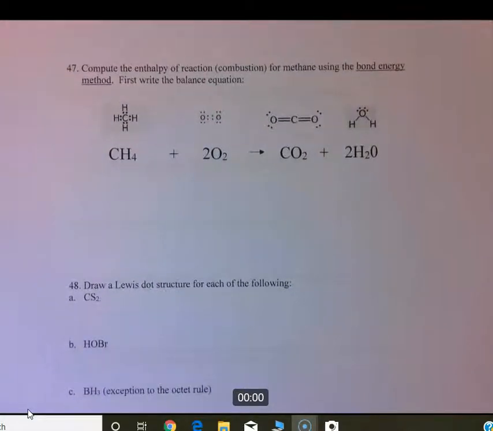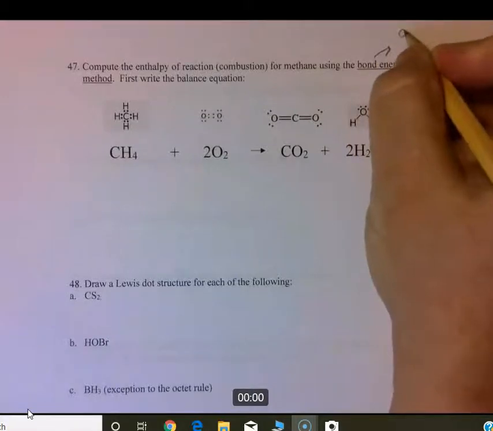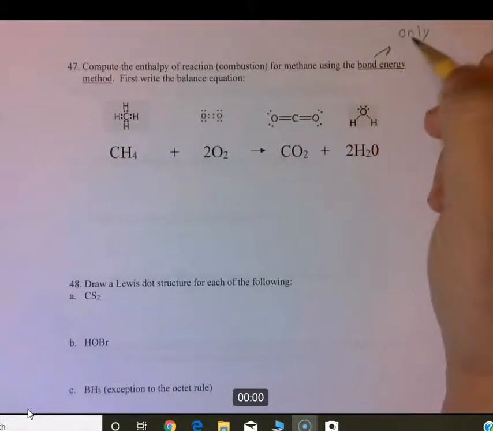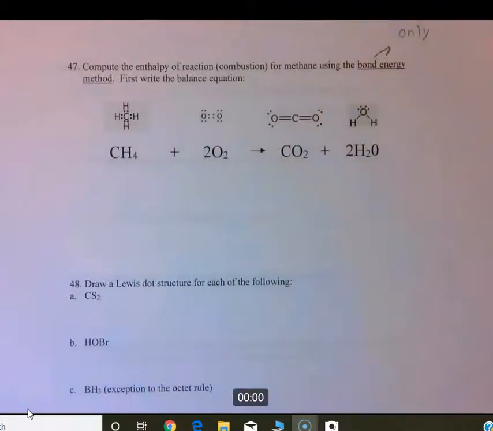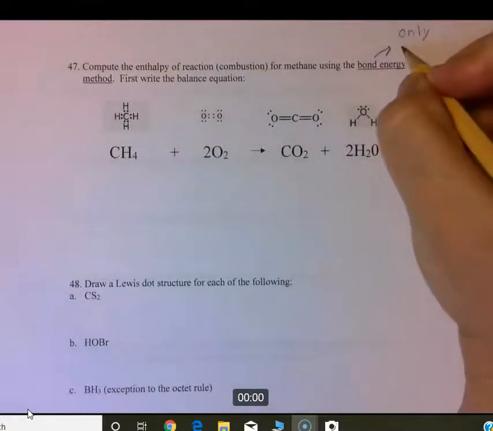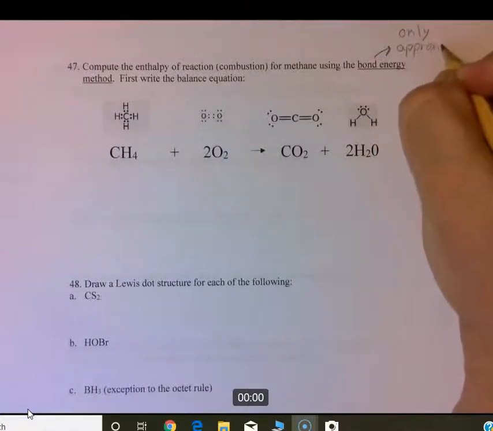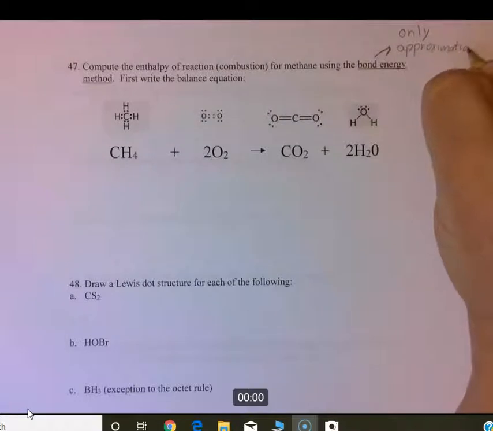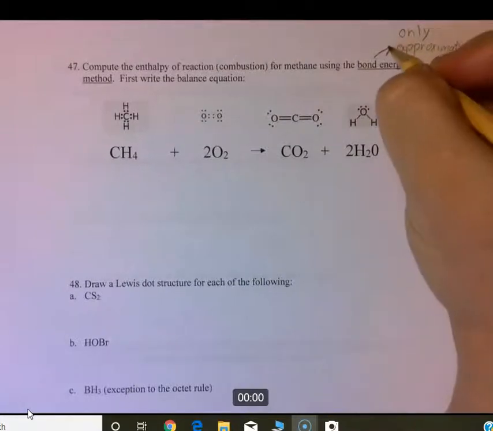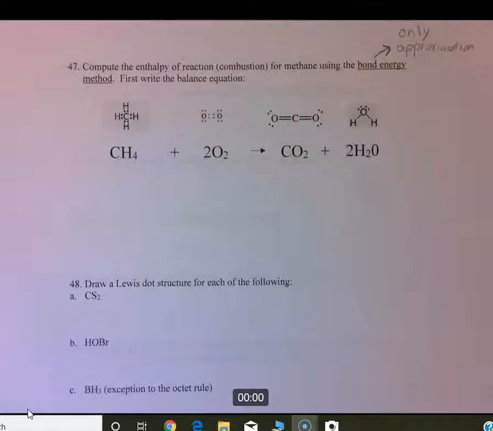All right, 47, compute the enthalpy of reaction combustion for methane using the bond energy method. So remember, the bond energy method is only an approximation because it deals with average bond energies between a typical, for example, carbon-hydrogen bond. It's an average, but carbon-hydrogen bonds don't all have exactly the same energy. So it's only an approximation. Okay, so we need to get out your table of bond energies.